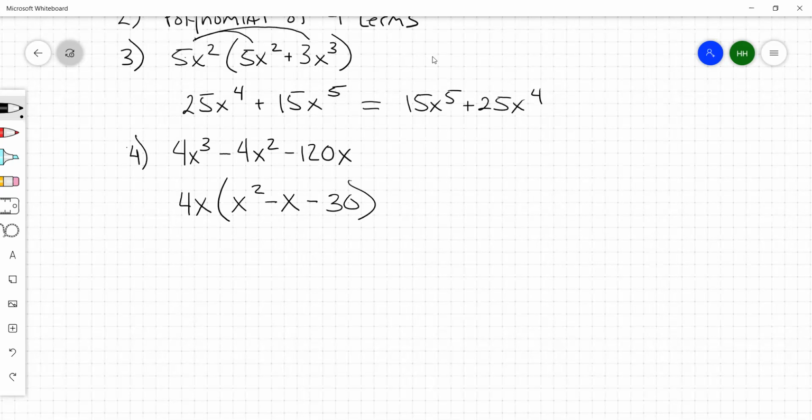And then we can factor this trinomial. So we get 4x out here times x minus 6 times x plus 5. So there it is in factored form.